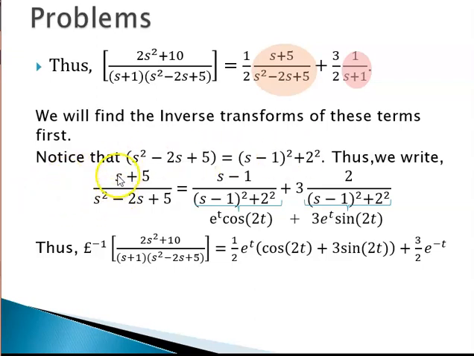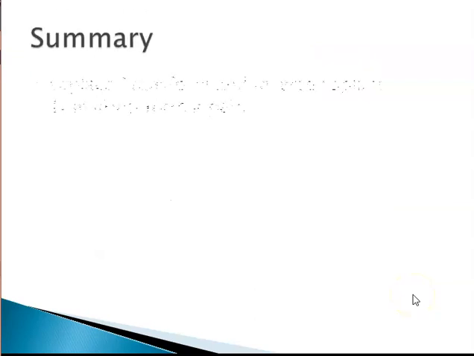So we write this s plus 5 by s square minus 2s plus 5 to get terms with s minus 1. So this s plus 5 may be written as s minus 1 plus 6. 3 times 2 is 6. So this has inverse transform e power t cos 2t. This has inverse transform 3 e power t sin 2t. Thus we write the inverse transform of the whole expression as given here.